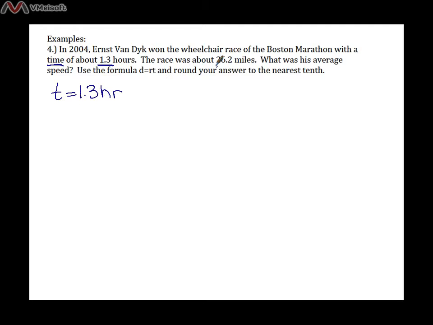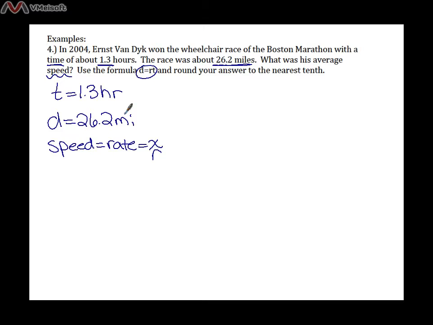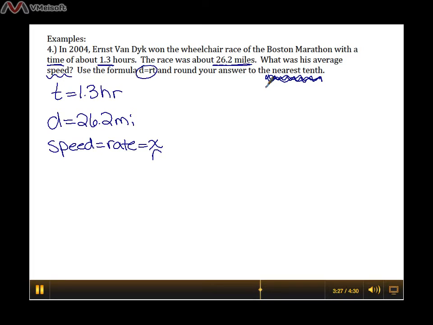What was his average speed? Speed is the same thing as rate. Since we're looking for the speed, we're looking for the rate. And since we don't know that, we're just going to go ahead and call that x or r, whatever you want to call it. Use the formula, distance equals rate times time, and round your answer to the nearest tenth. Make sure that you pay attention. Anytime you see something that says round to the nearest tenth, I underline it, I highlight it, I box it, I star it so that I don't forget.